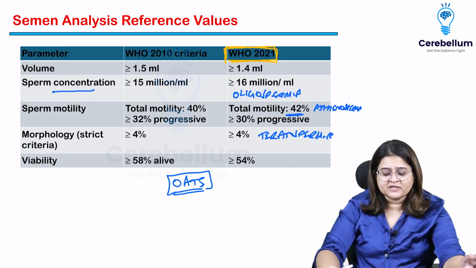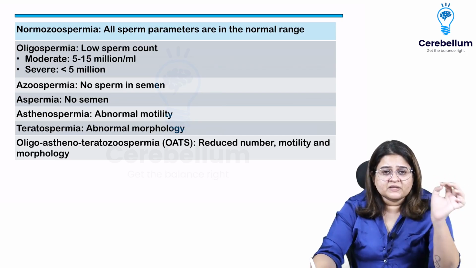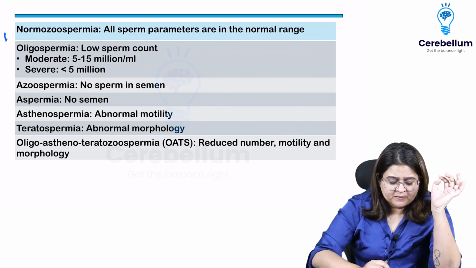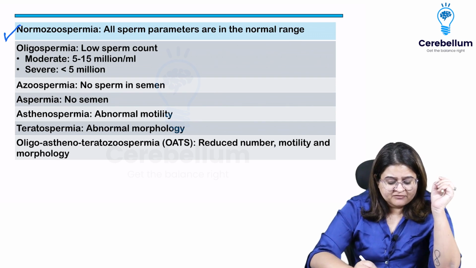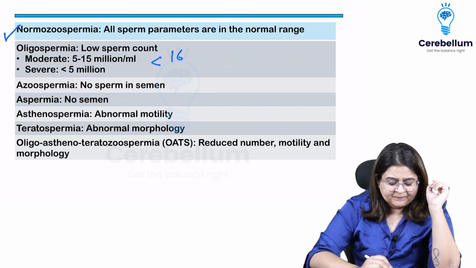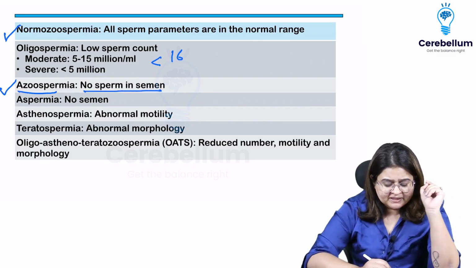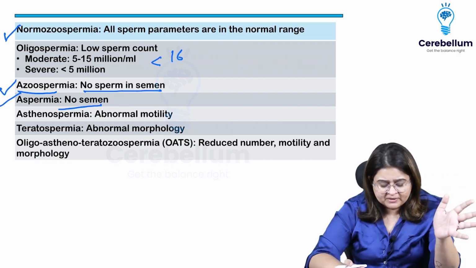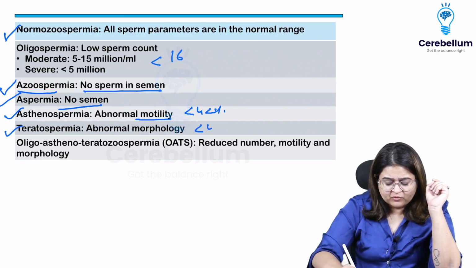Okay, so the first test we always do for male infertility is a semen analysis. So normozoospermia is when everything is fine. Oligospermia, as per the old definition, was less than 15, now it is less than 16. Azoospermia means no sperm seen in the semen. Aspermia means there is no semen. Asthenospermia means less motility, less than 42%. Teratospermia is less than 4%.